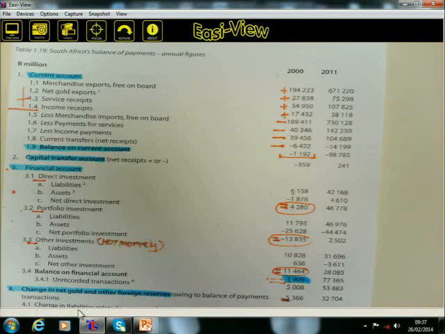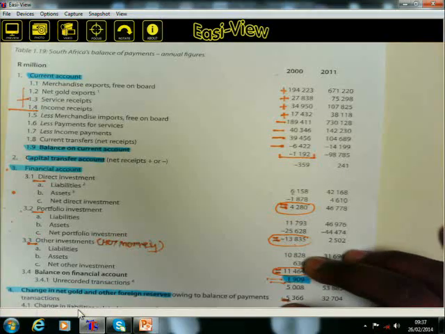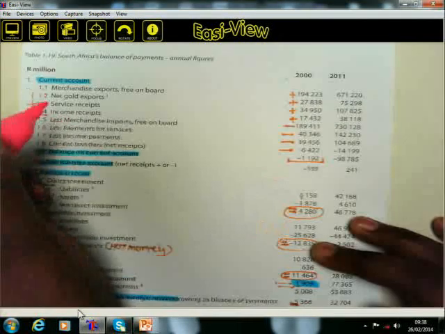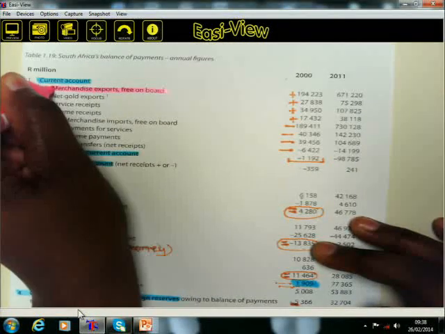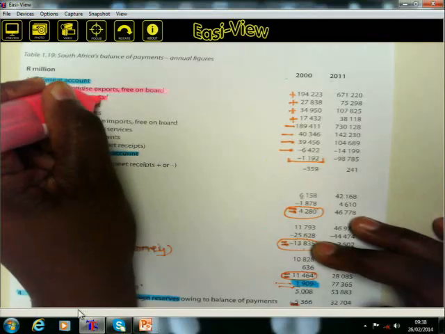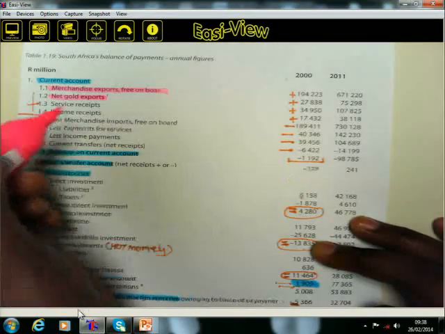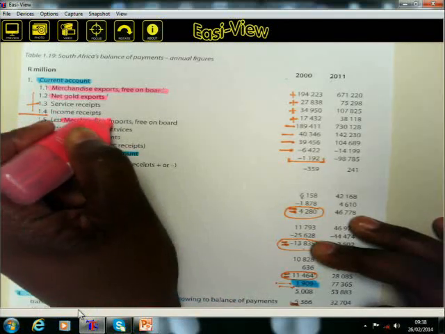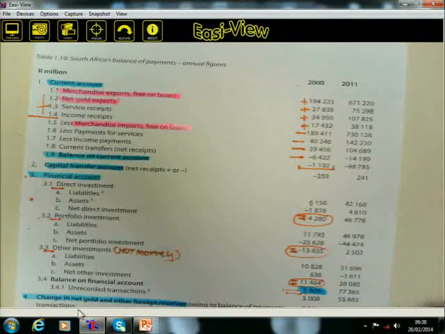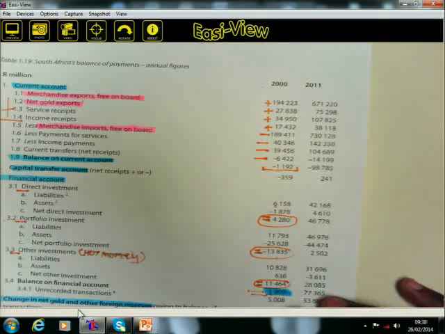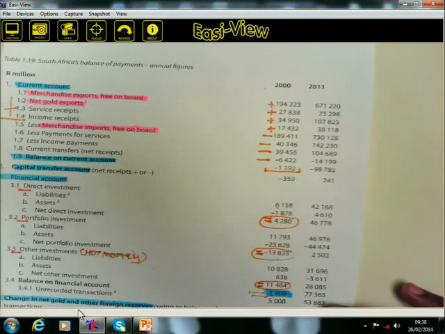To calculate trade balance, I will use another color so that you can see. We add merchandise export together with the net gold. Then we subtract merchandise import. That is how we calculate trade balance.